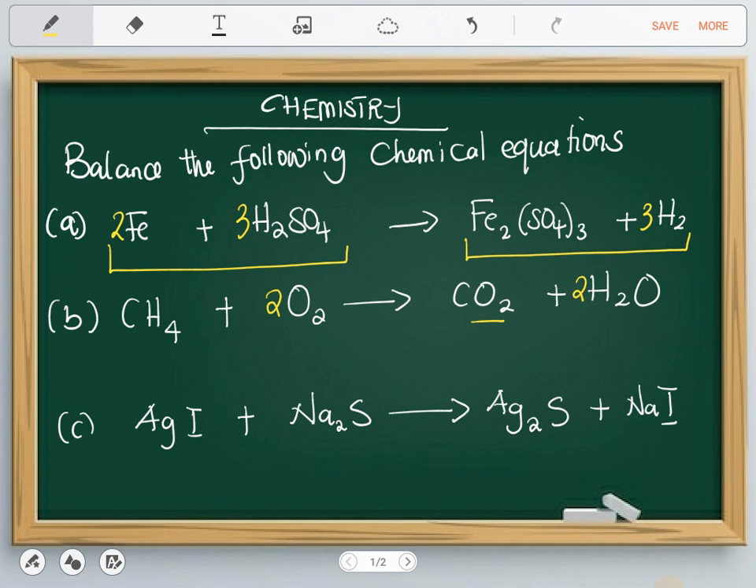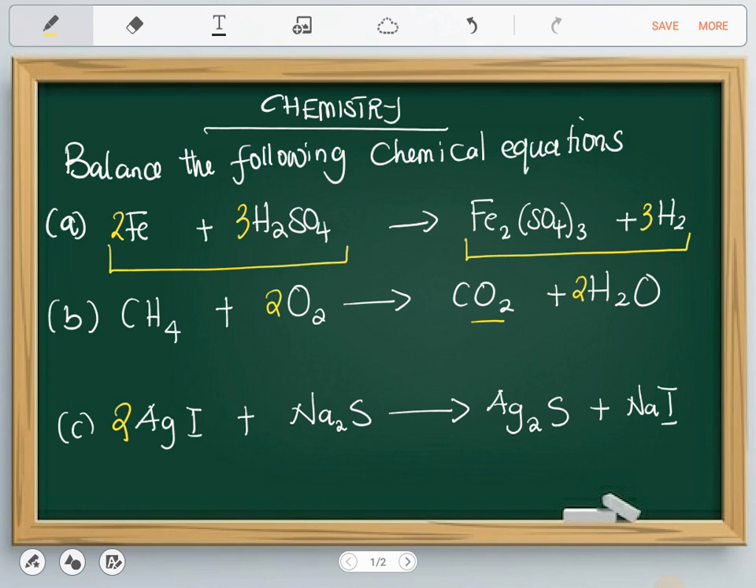Now this one, we have silver iodide plus sodium sulfite giving silver sulfite plus sodium iodide. So how do we balance? How many silver do we have this side? 1. How many are here? 2. I'll put a 2 here, so that silver is balanced. Iodine now has become 2 as well because of the presence of this 2 here. Are we together? So that 2 has changed everything.